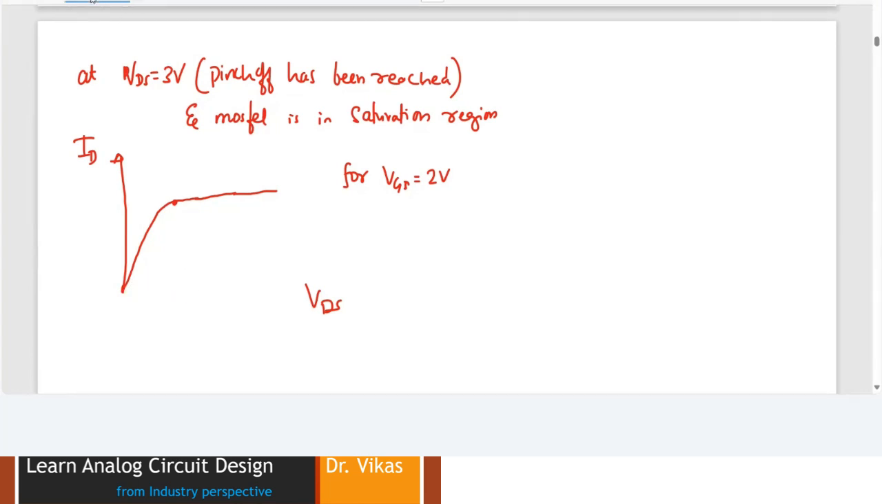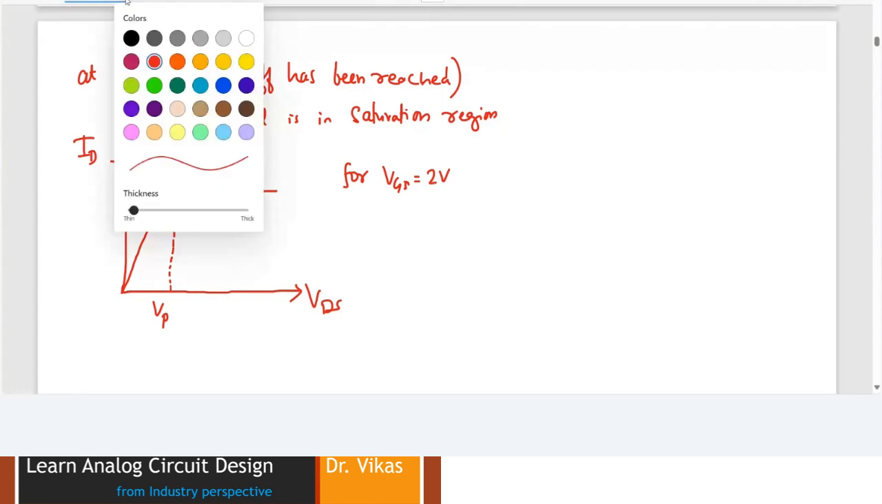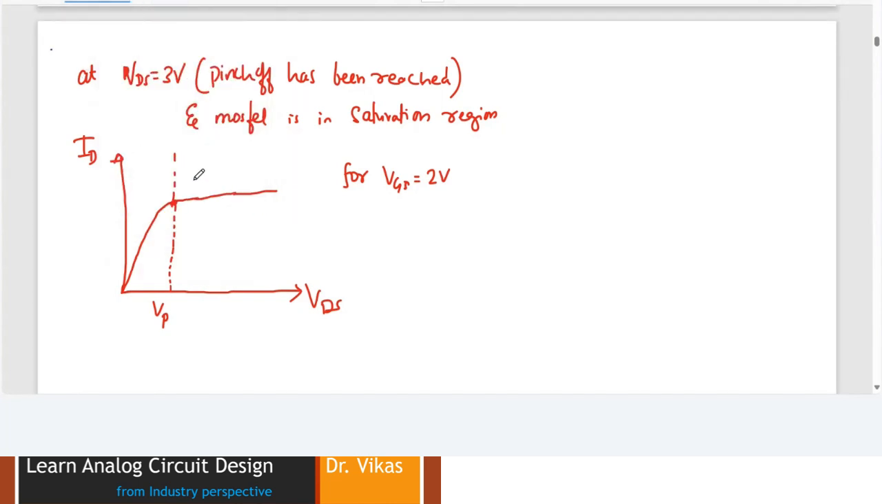So that is what is going to happen with respect to your current. This is the graph of ID versus VDS, and the point at which the current is going to remain constant and enter into a saturation region is your pinch off point. The region after the pinch off, this entire region, is your saturation region because current is saturated. And before the saturation region, whatever you see over here, you can say it as a triode region or linear region.